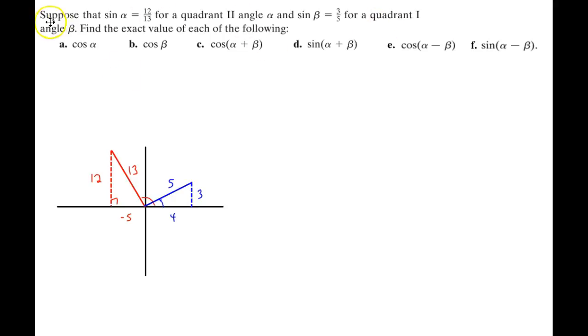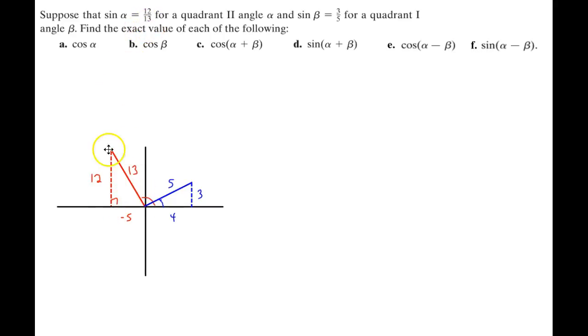Alright, so last thing, we're given sines of two angles, sine of alpha and sine of beta, and these are in two different quadrants. So it's saying, suppose that the sine of some angle is 12 over 13 in quadrant 2. Because we're in quadrant 2, we're over here, and because sine is opposite over hypotenuse, the opposite side of this angle will be 12, and the hypotenuse is 13.